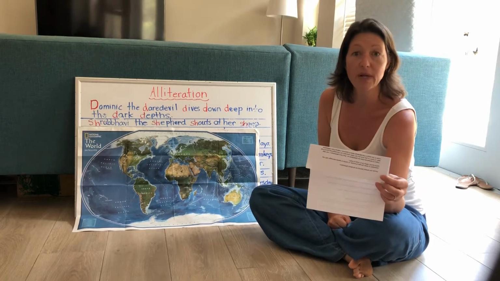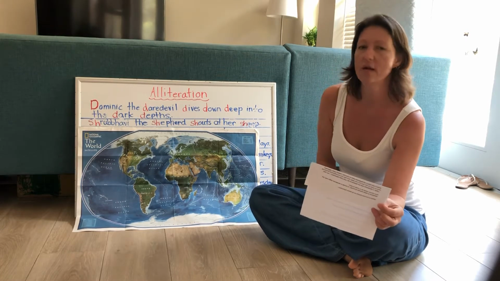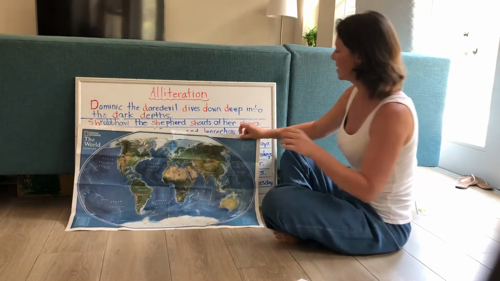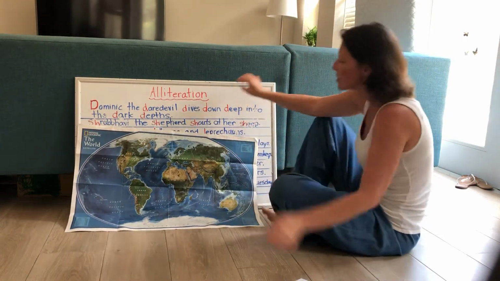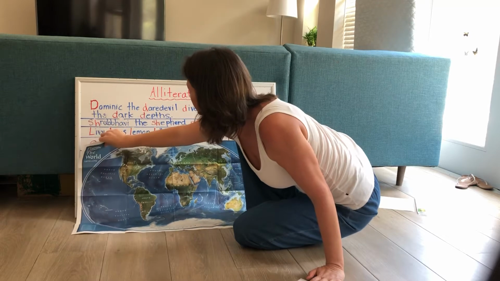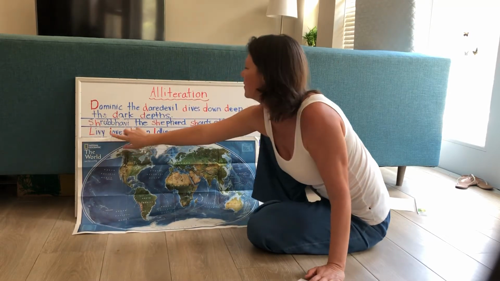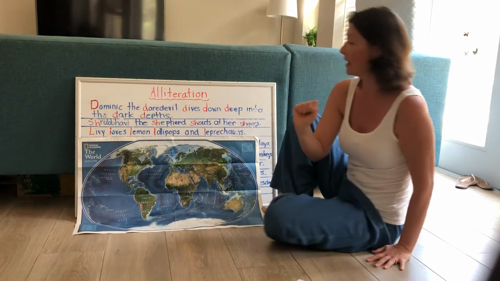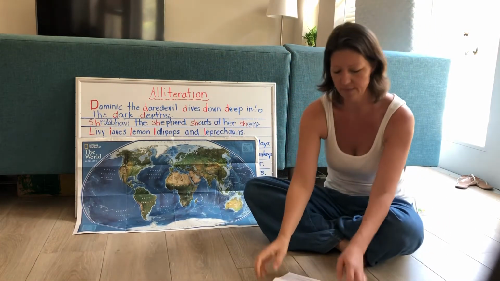Livy loves lemon lollipops and leprechauns. Don't we all, Livy? So, did your ears hear the alliteration in that sentence? And did your ears hear the sound at the beginning of the words creating the alliteration? If you said ool, you're correct. Livy loves lemon lollipops and leprechauns all start with ool.